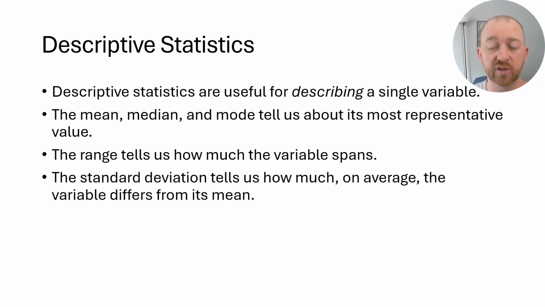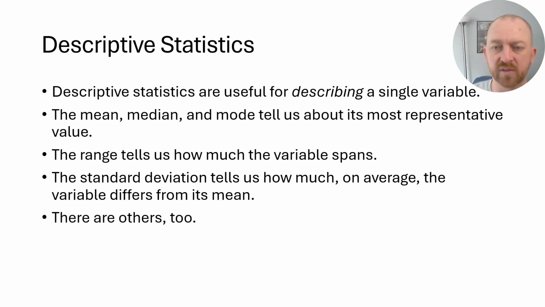And then, of course, the standard deviation is a little more clear and gives us a little more information about how that variable spreads out. Specifically, it tells us on average how much these scores deviate from their mean. So it's a very advanced kind of descriptive statistic. And of course, there are others as well. For example, the z-score is a descriptive statistic by definition.